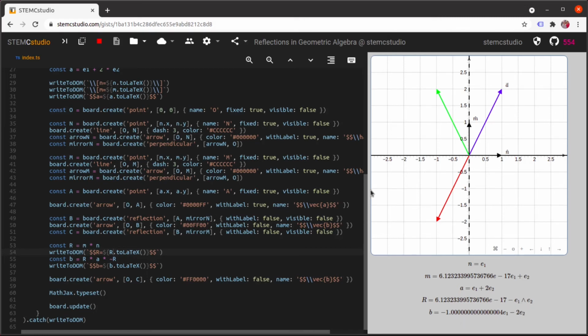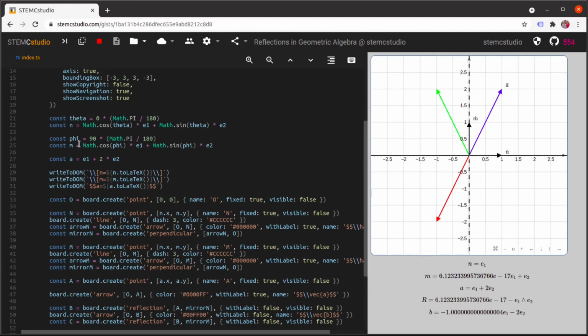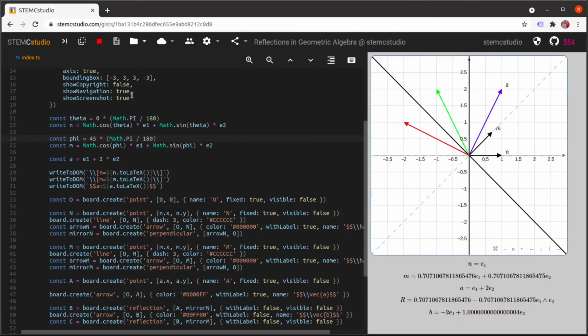Let's actually change the angle one moment and let me make M have a 45 degree angle. Okay, and you'll see now that our rotor is 0.7071 minus 0.7071 E1 wedge E2.